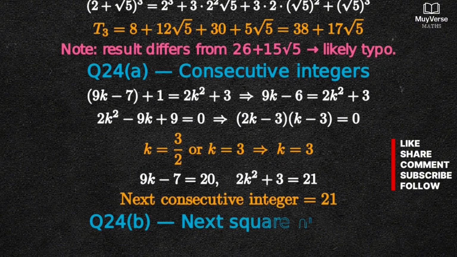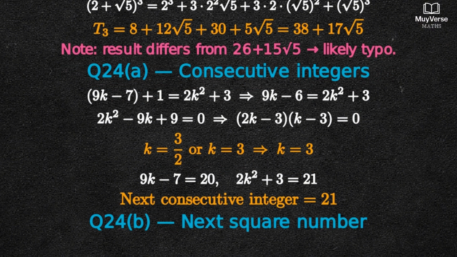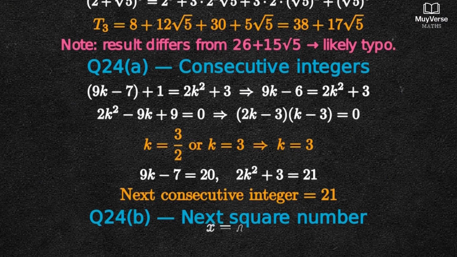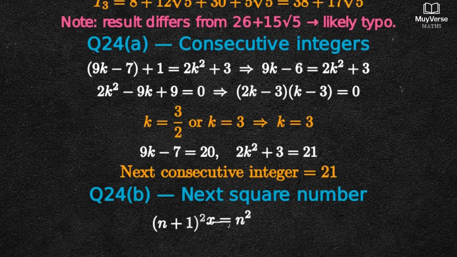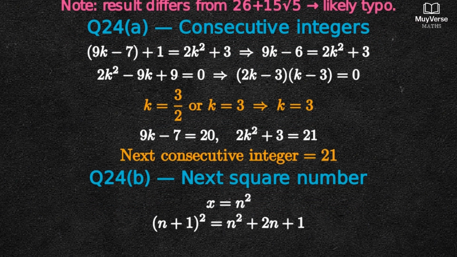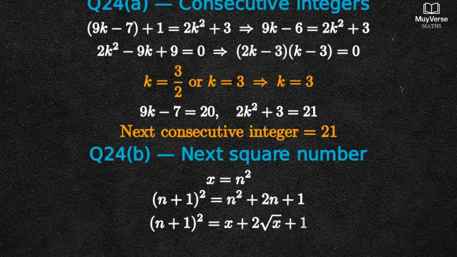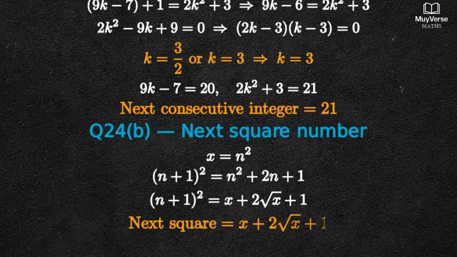Question 24 Part B. Given x is a square number, show that the next square number is x plus 2 root x plus 1. Write x as n squared. The next integer is n plus 1. Square it and expand. Replace n squared by x and n by root x. This gives x plus 2 root x plus 1, as required.